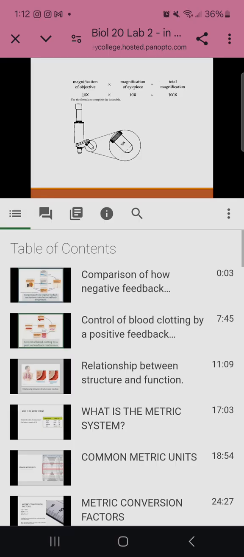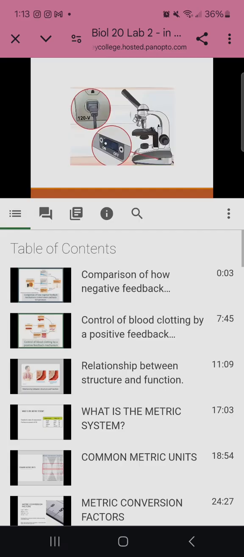If I'm using 10 for the ocular and I'm using the low power, which is the 10 times, 10 times 10 is 100, 100 is the total. If I'm using high power, which is the 40, I'm looking at it through the 10 times ocular lens. 10 times 40 is 400. And then if I'm using the oil immersion, which is 100 times, and I'm looking at it through the 10 times ocular lens, 10 times 100 is 1000, okay? Good.